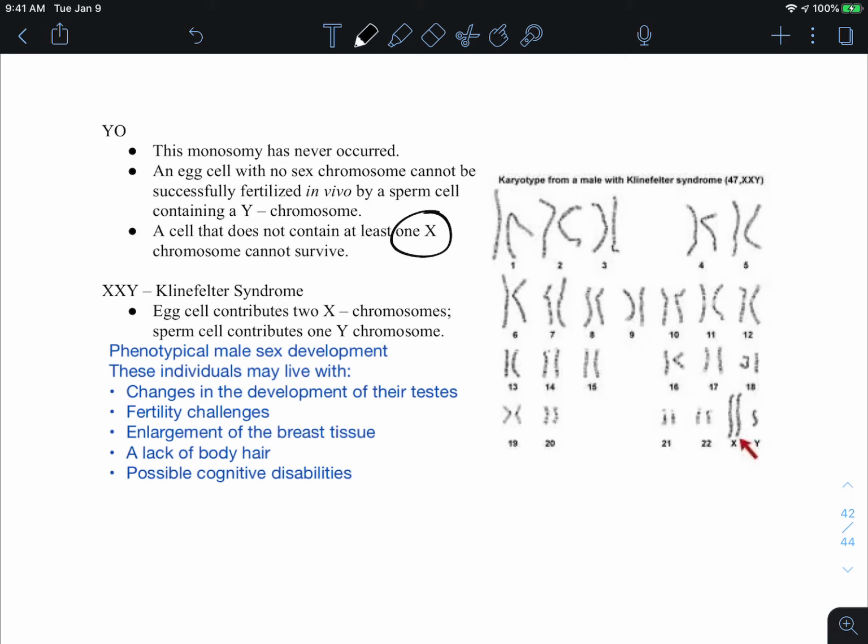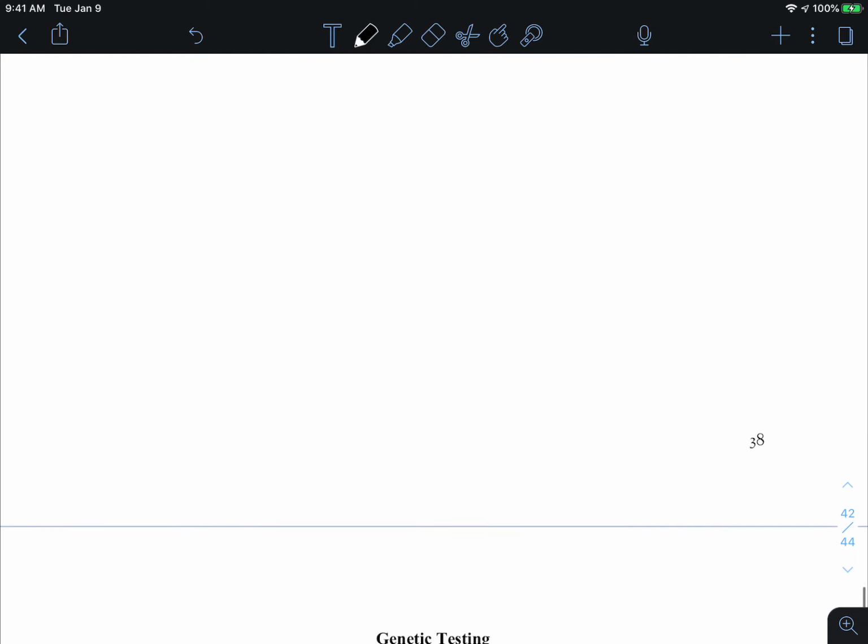And then Klinefelter syndrome is the XXY genotype. So that is where the egg cell contributes 2 X chromosomes, but the sperm cell contributes 1 Y chromosome. This results in phenotypical male sex development, so male sex organs. And then these individuals may live with changes in the development of their testes. They might have fertility challenges. There is the possibility of enlargement of the breast tissue and a lack of body hair or changes in the body hair placement at puberty. And they might also have cognitive disabilities. So those are some examples.